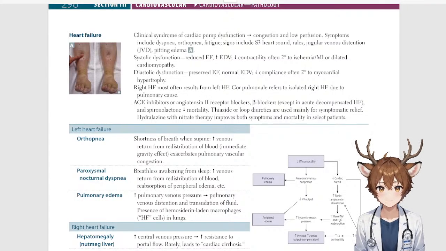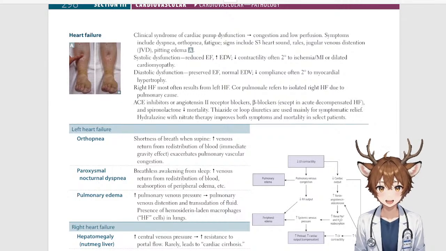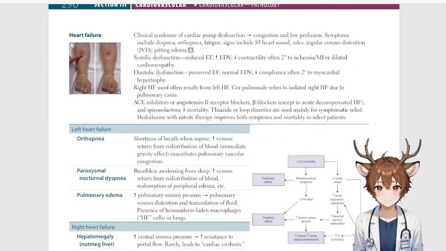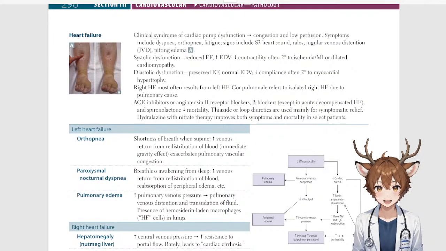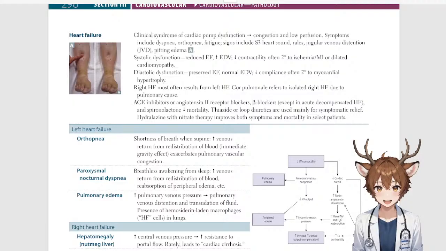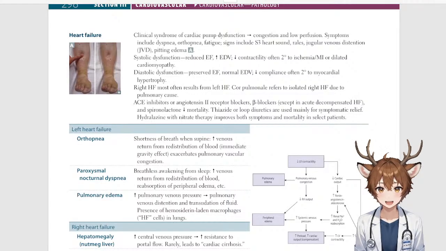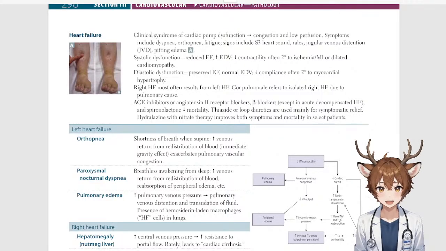ACE inhibitors, ARBs, angiotensin receptor neprilysin inhibitors, beta blockers, except in acute decompensated heart failure, and aldosterone receptor antagonists decrease mortality in heart failure with reduced ejection fraction. Loop and thiazide diuretics are used mainly for symptomatic relief. Hydralazine with nitrate therapy and SGLT2 inhibitors improve both symptoms and mortality in select patients.